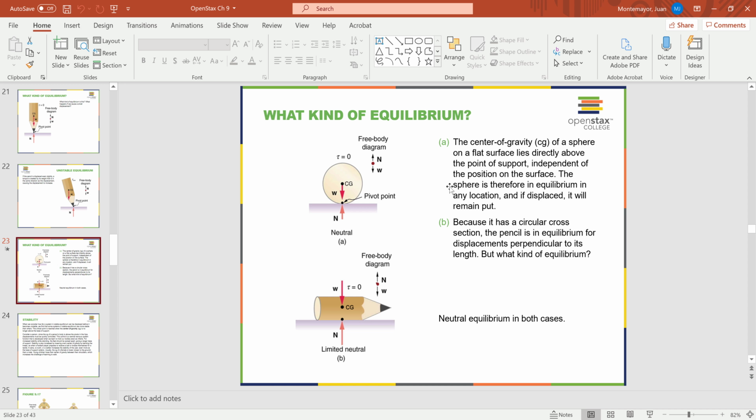For B, because it is a circular cross section, the pencil is in equilibrium for displacements perpendicular to its length. But what kind of equilibrium? Here it's again neutral because we can just imagine that we're looking at the pencil from the very back. It'll still look like a sphere. So therefore, since the sphere is at equilibrium, the pencil is also at equilibrium.